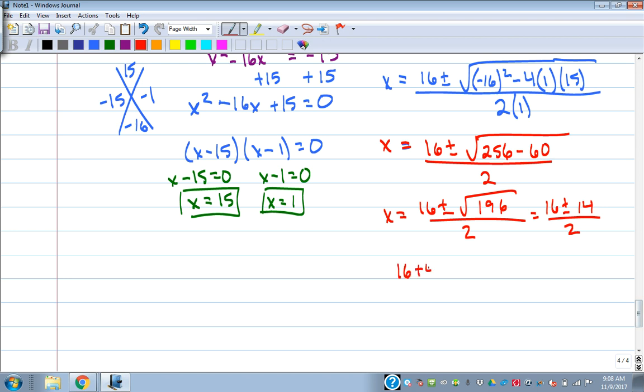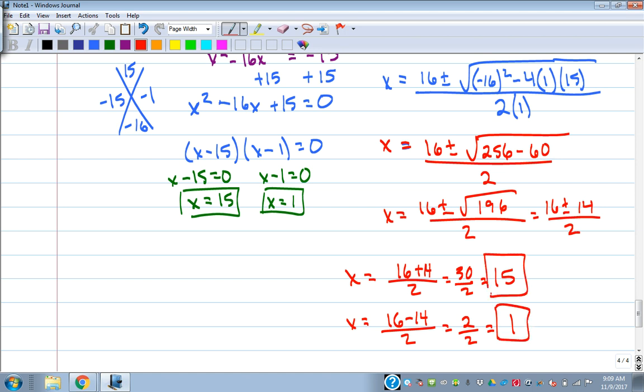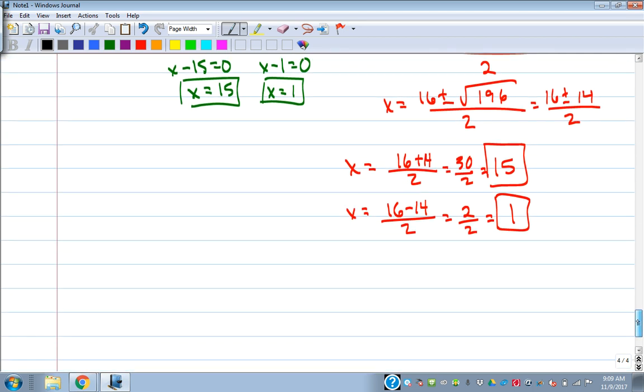So 16 plus 14 over 2 is 30 over 2. That's 15. 16 minus 14 over 2 is 2 over 2, which is 1. Same two answers with the quadratic formula. So keep in mind, factoring works some, but not always. So you've got to have that quadratic formula method or some other method to solve those quadratics.